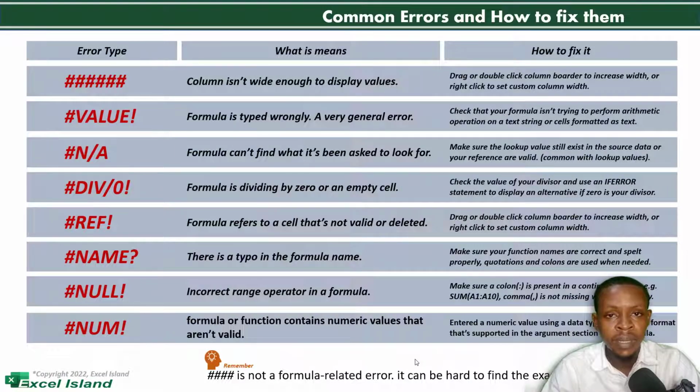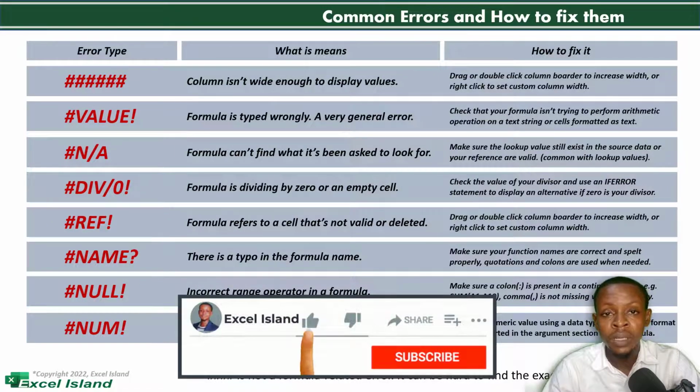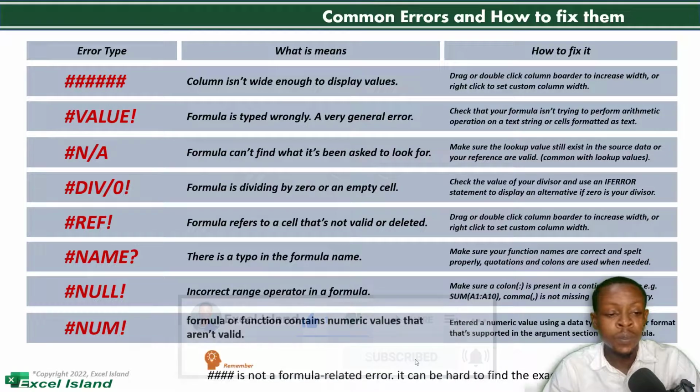That way, you will easily master all Excel formulas and functions within some period of time. So let's take a minute to talk about the common errors that you run into while working with Microsoft Excel formulas and functions and how to fix them. So the number one error is what is called the hash mark error, and what this means is that the column isn't wide enough to display values. To fix it, all you have to do is drag or double click the column border to increase width, or right click to set custom column width.